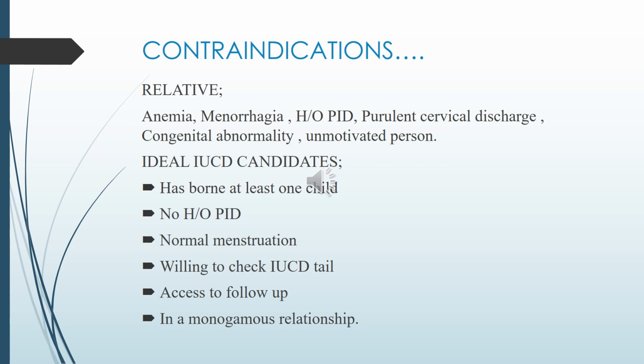Now, the Planned Parenthood Federation of America has described the IUCD candidate as one who has at least one child. There is no history of pelvic inflammatory disease. The menstrual periods are normal and she is willing to check the IUCD tail and has access to follow-up and treatment and is in a monogamous relationship.